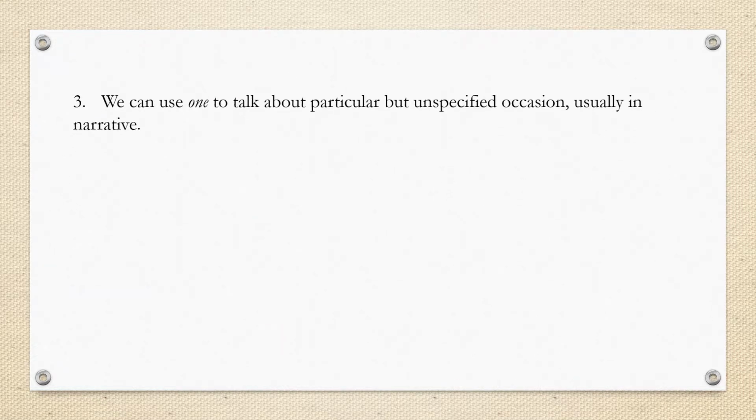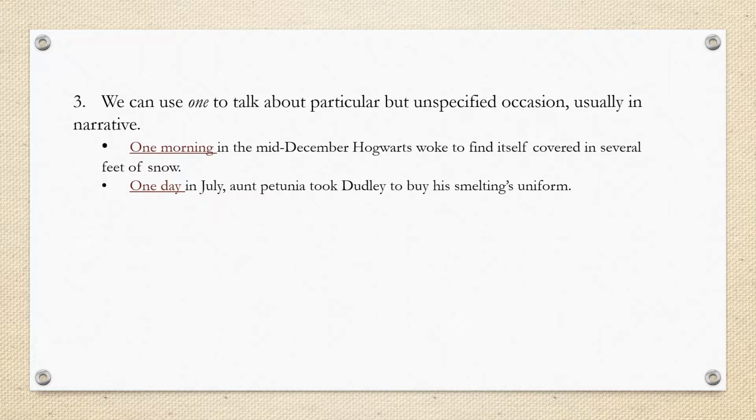We can use one to talk about a particular but unspecified occasion, usually in narrative. One morning in mid-December, Hogwarts woke to find itself covered in several feet of snow. One day in July, Aunt Petunia took Dudley to buy his Smeltings uniform. In both of these sentences, the time is unspecified.